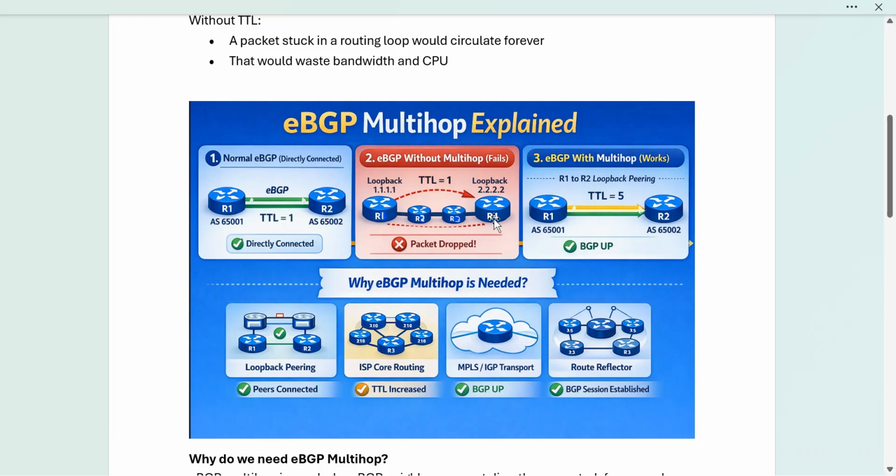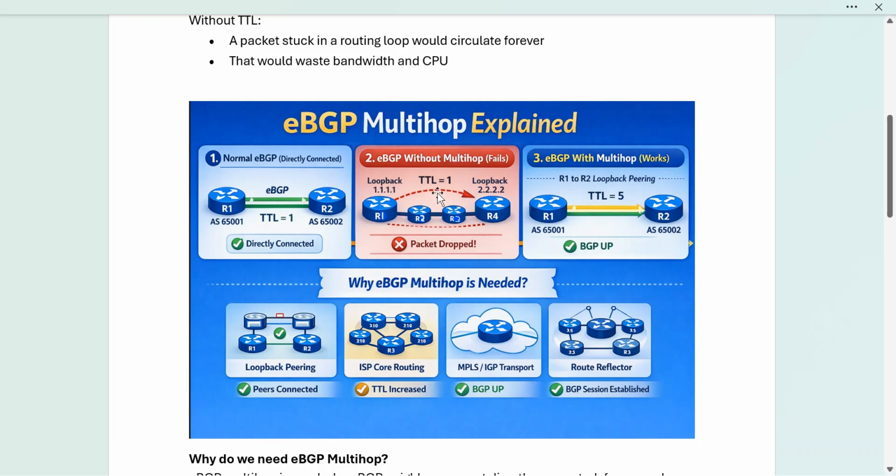And for your information, when we are forming a neighborship with EBGP multi-hop, we cannot use a physical interface. We must use the loopback IP. So that we need to take care of. That is why it's mentioned here, loopback only.